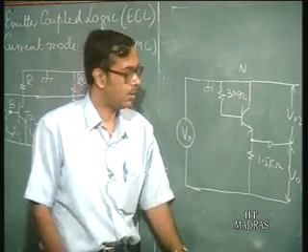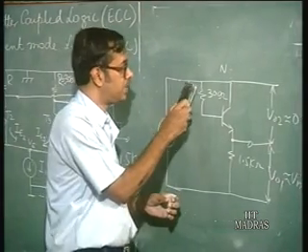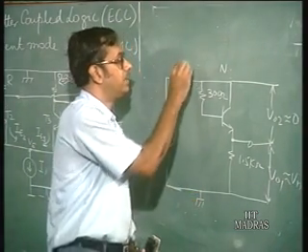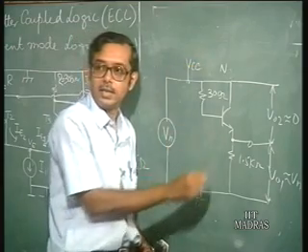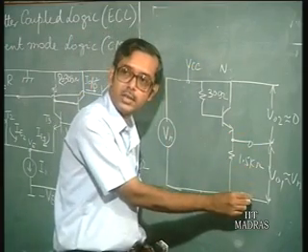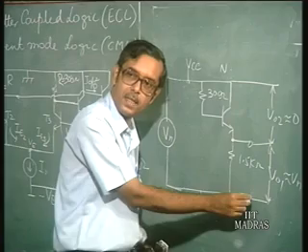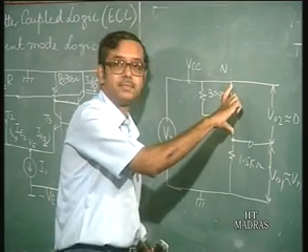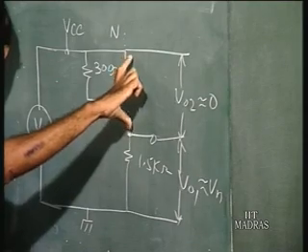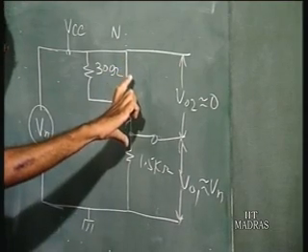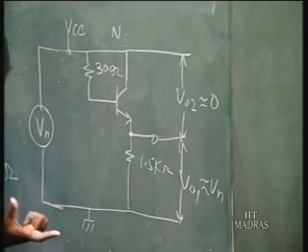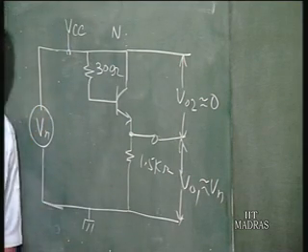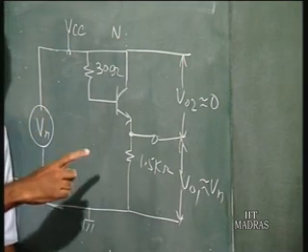Now, if this was ground and you had a VCC here, and this output is shorted to ground accidentally, what are you having? The entire VCC comes across this transistor and there is no resistance to limit the current. So, a very large current is going to flow through it and is going to destroy the transistor.